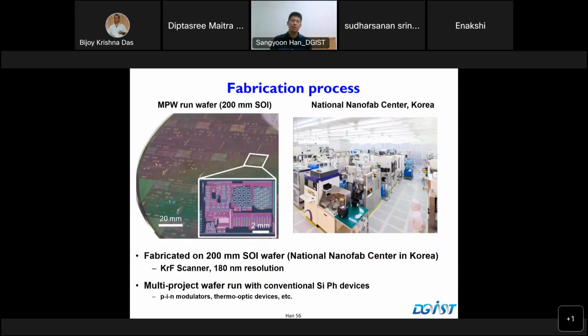The fabrication of the chip was done in an 8-inch SOI wafer-level fabrication facility in Korea. And for this MEMS device, you may wonder whether the fabrication is compatible with CMOS or other silicon photonic devices. I would say yes, because in the same wafer, in this area, we had PIN high-speed silicon modulators and other silicon thermo-optic based devices. So this is quite compatible with the standard silicon photonic process.